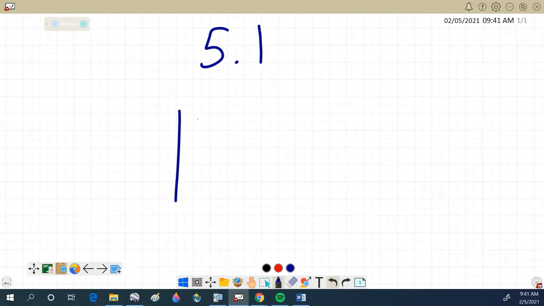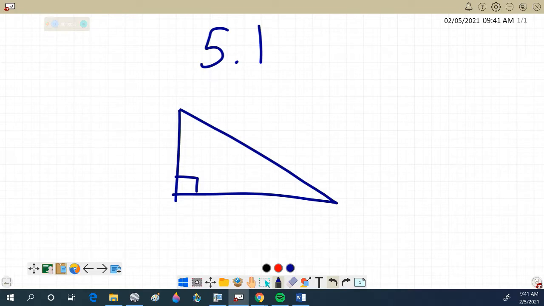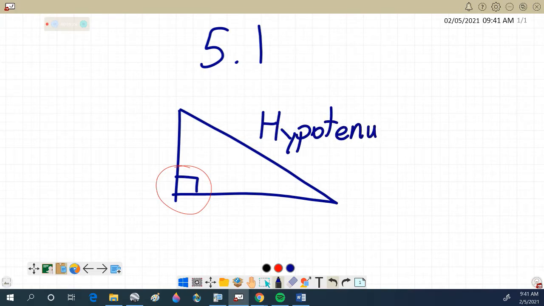In every right triangle, we obviously have a right angle, and there are three sides. One of them is longer than the others, and the reason is that the right angle will always be the largest angle in a right triangle. The angle sum of every triangle is 180 degrees, so if one of them is 90, then the other two have to be smaller than 90. This longest side is called the hypotenuse.